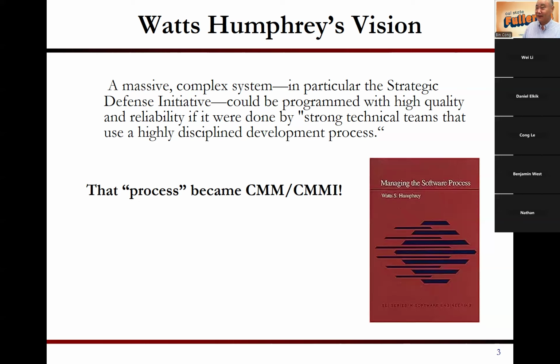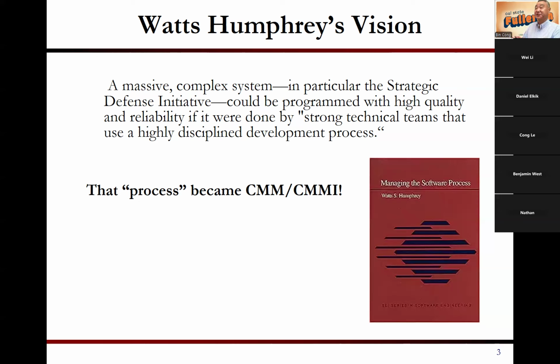Humphrey was a software director at IBM. He worked there for many years. After he retired, he actually made the most important contribution to the community. He worked for SEI, and then he built CMM. So this process became CMM. I recall we used this book as a textbook for 544. Even though it's a very old book, it's still one of the best. You should read it over and over again.